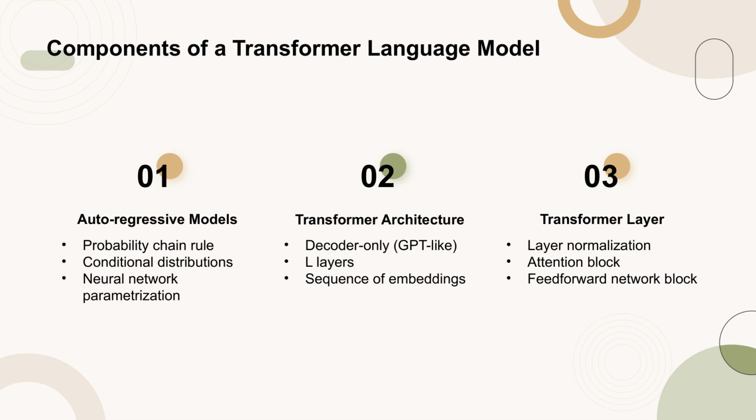Autoregressive language models use the probability chain rule to decompose the probability distribution over a sequence into conditional distributions. These distributions are parameterized using a neural network optimized to maximize the likelihood of a training corpus. The transformer architecture, particularly the decoder-only variant, is widely adopted for this purpose due to its expressivity and scalability. Each transformer layer includes components such as layer normalization, which stabilizes training, the attention block, which contextualizes token representations, and the feed-forward network block, which processes intermediate representations.